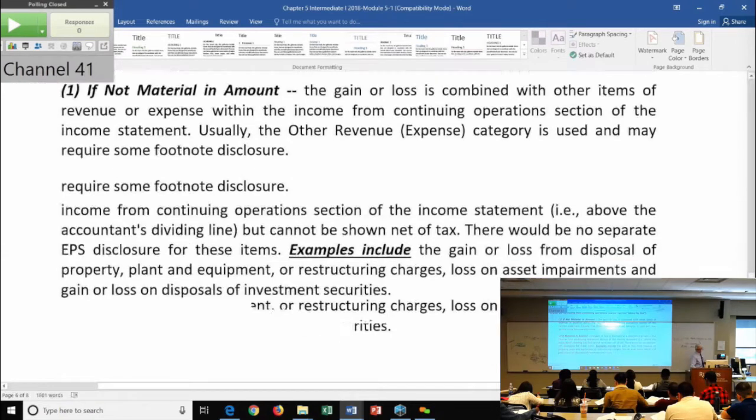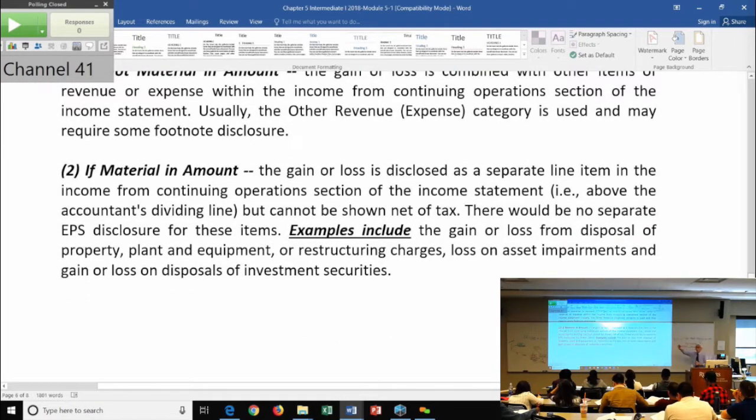So you're going to have a separate line item, and you see that line item I had highlighted in yellow. Unusual and or infrequent. It'll be broken out separately with a footnote disclosure. Examples would be significant gains and losses from disposal of plant and equipment, restructuring charges, losses on asset impairments. If I have to write down goodwill, if I have to write down an asset significantly, or any gains and losses on major investments in other corporations. Those significant items are broken out separately.